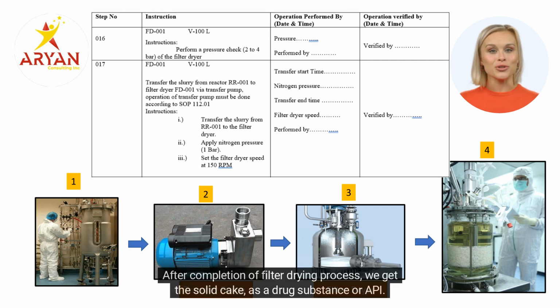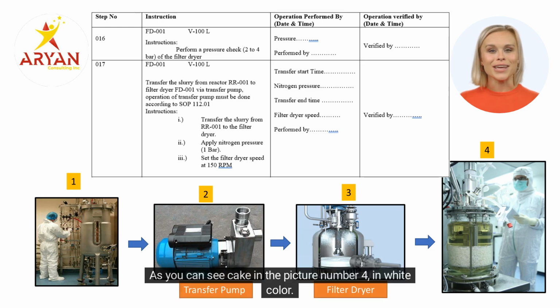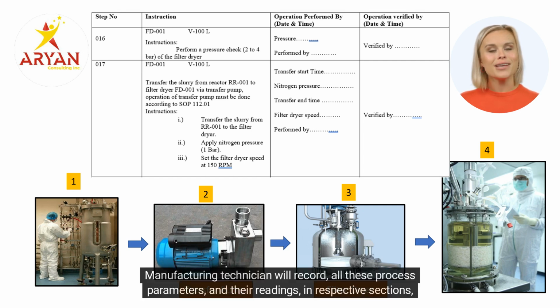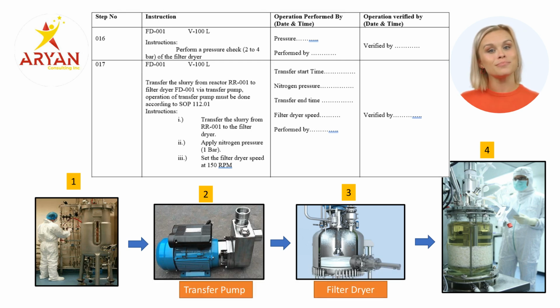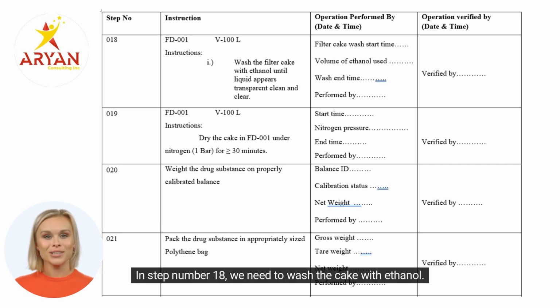After completion of the filter drying process, we get the solid cake as a drug substance or API. As you can see, the cake in picture number 4 is white in color. Manufacturing technician will record all these process parameters and their readings in respective sections, and verifier will verify all activities with initial and date. In step number 18, we need to wash the cake with ethanol.